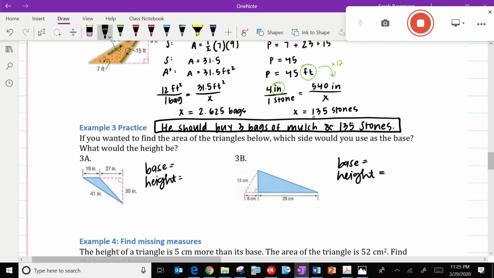All right, so for 3A, the base should be 19 inches. The height has to be perpendicular. The height's 30 inches.